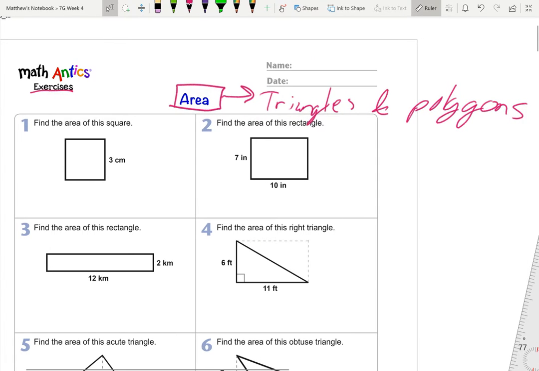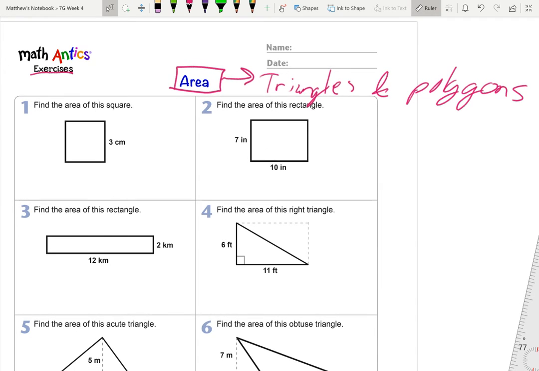All right, everybody. So what you're going to want to do is locate your Math Antics exercise sheet. And this is going to be on area today. Okay, so again, it's going to say exercises in the top left corner. And we're going to be talking about area, more specifically about triangles and polygons. So once you have the sheet, let's go ahead and get started.